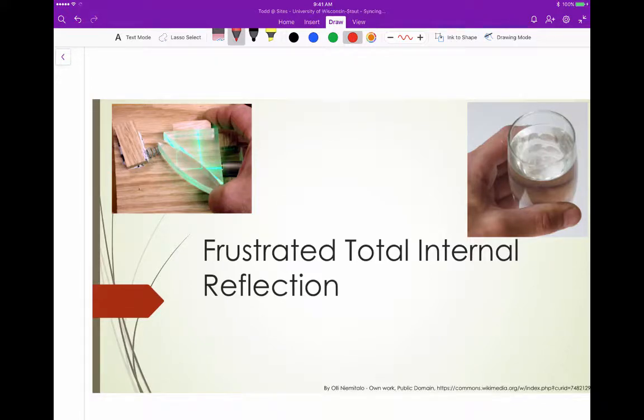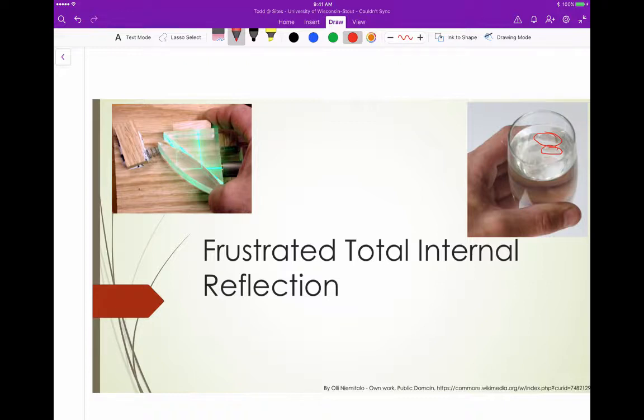So sometimes an interesting thing can happen when you're dealing with total internal reflection, and that is it's possible to actually frustrate the refracted ray and force it to enter a separate medium. Typically this occurs when the gap between the two media is very, very small. In the examples shown here, you can see the fingerprints on the inside of the glass where normally you can see a reflection is occurring.